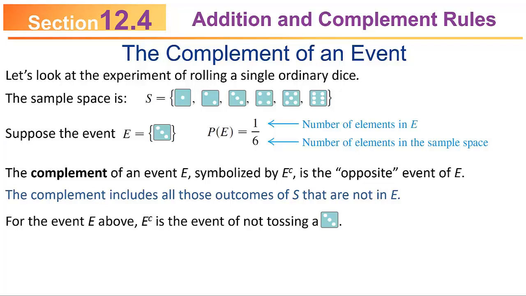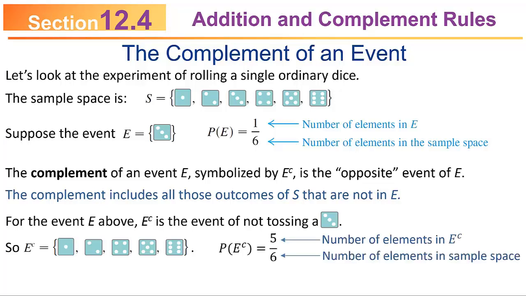So if we're talking about the problem we did above, if the event E was getting a 3, then E complement is not getting a 3. So in this case, if we wanted to write out E complement, it would be everything except 3. So it would be 1, 2, 4, 5, or 6. So when we're talking about the complement of an event, that's what we mean. Everything but what makes up the event. There are 5 things that aren't 3s out of a possible 6, so you get 5/6.